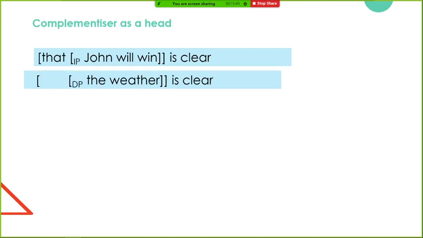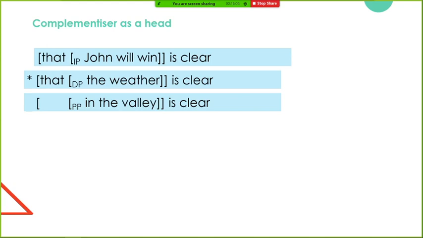Now, we can have other phrases in the subject position of a clause. For example, we can get a DP there, as in the weather is clear. But note, you can't have a complementizer in front of that kind of subject. You can't say that the weather is clear. You can have a preposition phrase as the subject, so in the valley is clear. But you can't have a complementizer in front of that. You can't say that in the valley is clear.